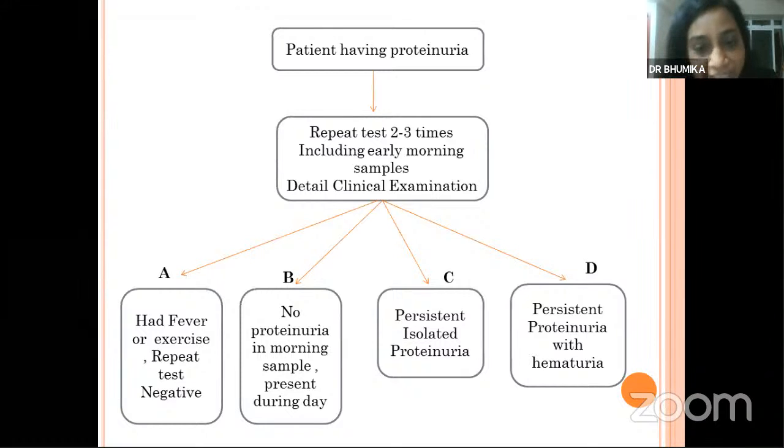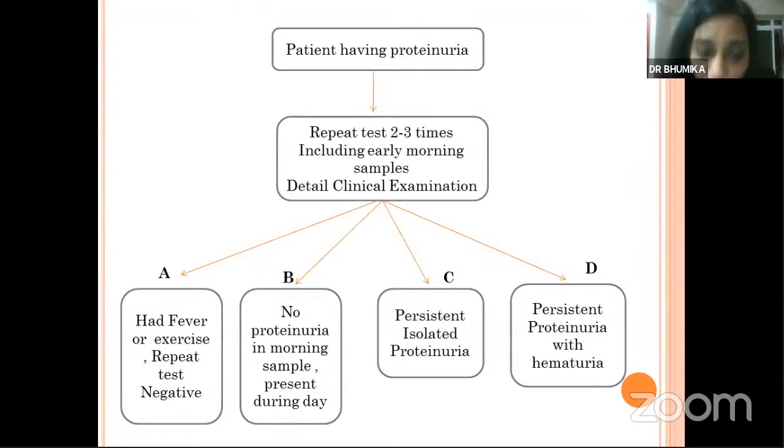So there are 4 scenarios that we would get. First, the patient must have had fever, must have had UTI, or must have heavily exercised and in particular had gone to a gym, and then we continue to do repeat tests 2 or 3 times, and it all comes out to be negative. So this is all cleared now.